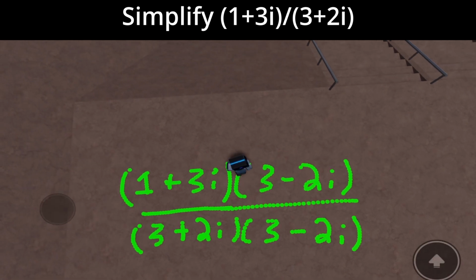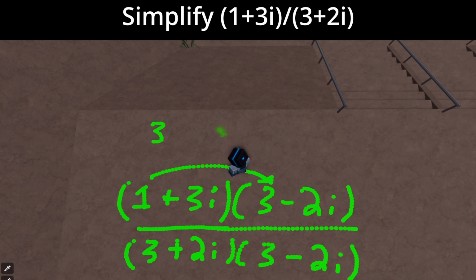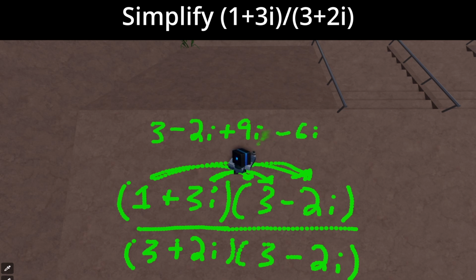So let's work on the numerator first. I have 1 plus 3i times 3 minus 2i. To simplify this, let's do 1 times 3 first. 1 times 3 is just 3. And let's do 1 times minus 2i. That's just minus 2i. And then 3i times 3 is just plus 9i. And then 3i times minus 2i is negative 6i squared. So first, minus 2i and plus 9i, that just becomes plus 7i.